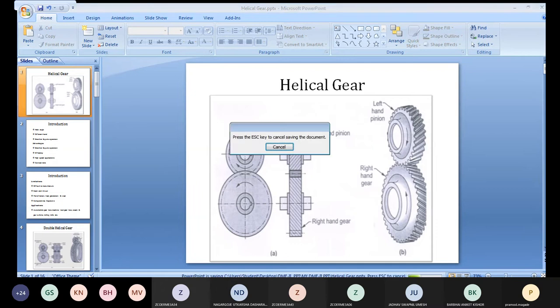Important is the hand, either it may be left or right, you have to show carefully, and of course rotation, as we have learned about that rotation. So have you completed this? No sir. Okay, try it, no problem.